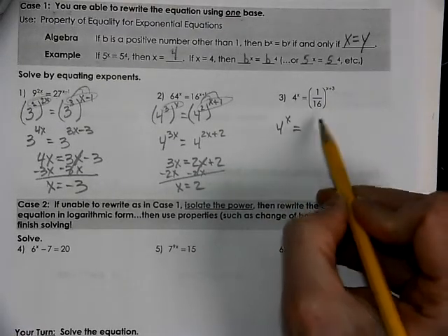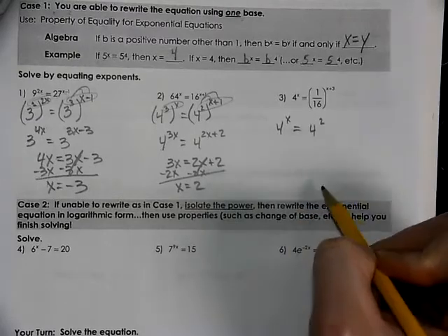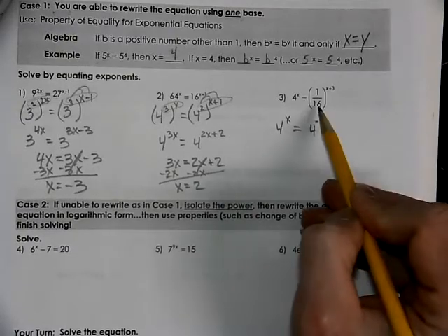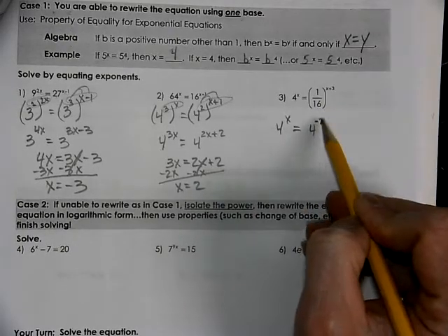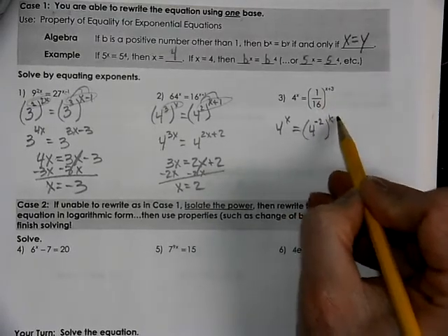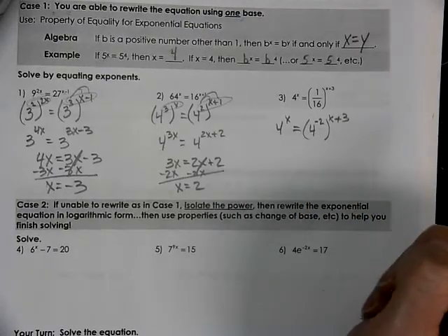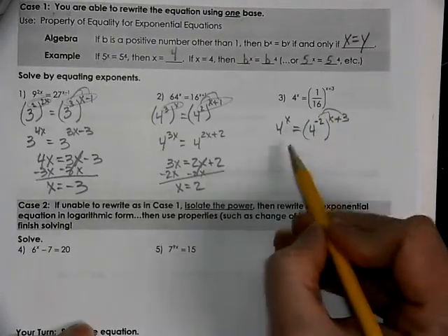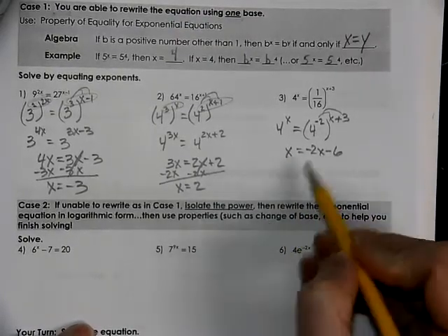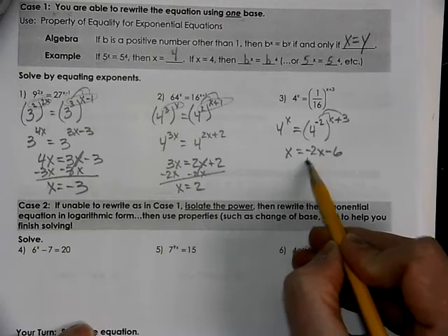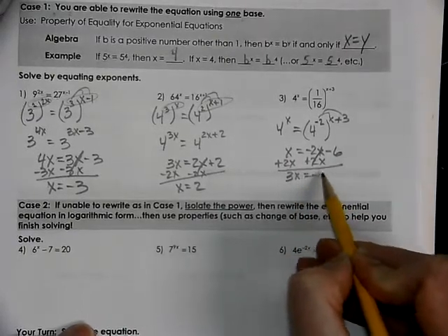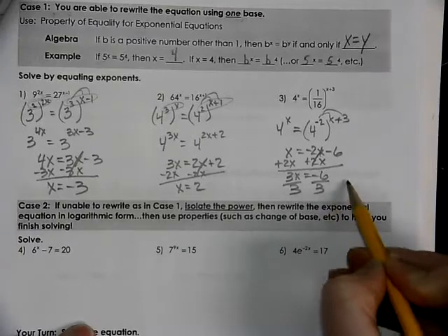Now to get 1 over 16, we know that 4 squared is 16, and if we put a negative in front of that, that puts the 16 into the denominator. So 4 to the negative 2 is 1 over 16. And that's to the x plus 3. So we have to distribute that, and we set our x equal to negative 2x minus 6. We can add our 2x across and divide by 3.